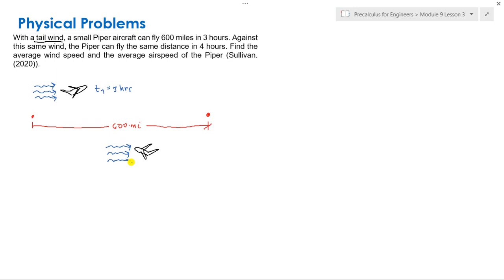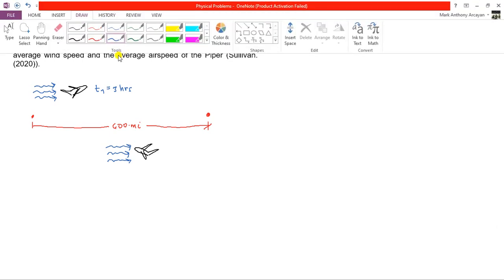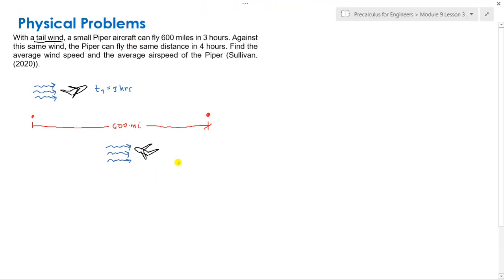Whereas when it travels against the wind, the wind causes drag, meaning it holds back the airplane's movement. That's why its absolute velocity decreases. So here the time is longer. That's why it took the Piper aircraft 4 hours to travel this 600 mile distance. So T2 is equal to 4 hours.